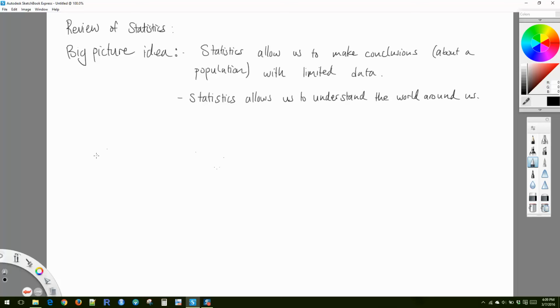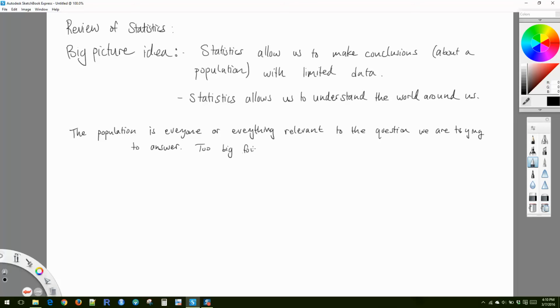Okay, and so again, the population is everyone related to the question that we are trying to answer. This is too big for us to observe directly. So instead, we study a sample, and based on the sample, we try to understand the population.